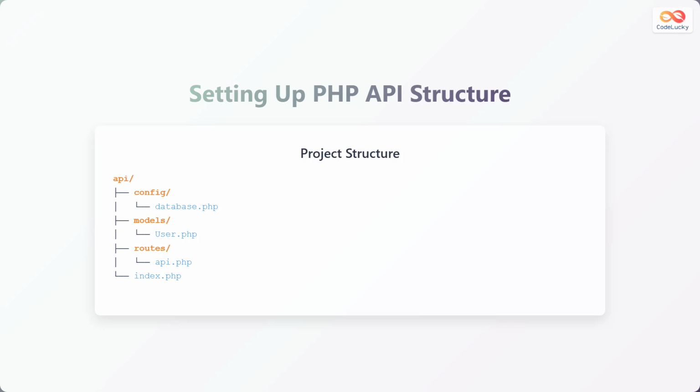To set up a PHP application programming interface, or API structure, create the following folders and files. Create a folder named API. Inside the API folder, create 3 more folders named config, models, and routes. Inside the config folder, create a file named database.php. Inside the models folder, create a file named user.php. Inside the routes folder, create a file named api.php. Finally, create a file named index.php in the main API folder.